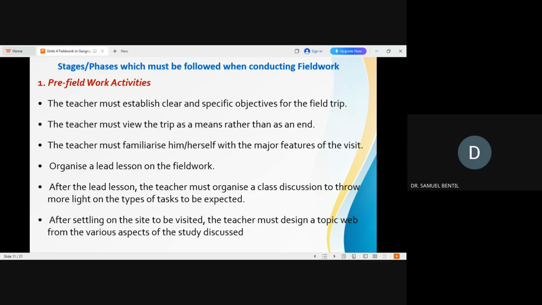Now, this is talking about when you are conducting the fieldwork itself. What are some of the stages, the things that you must do or follow when conducting fieldwork? Some of the points we have indicated may find an expression in this area. So this one is when you are doing the fieldwork itself. We have what we call the pre-fieldwork activities, so things you must do before we go to the field.